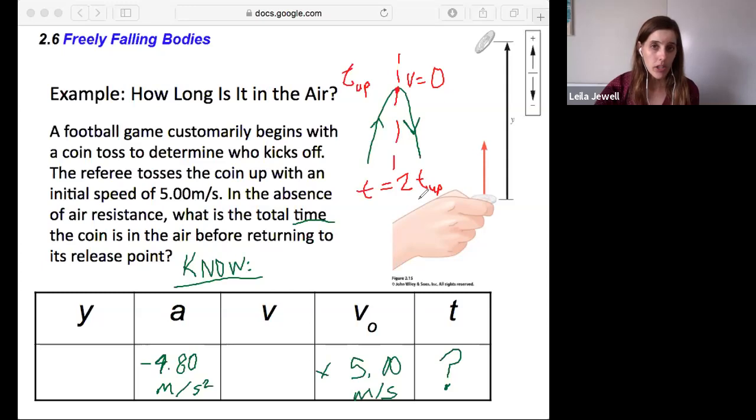The other approach is there is some other information that's tucked into this problem very subtly. And that's that it says, before returning to its release point. So it launches in the air and it comes right back to its release point. If it has returned to its release point, that tells us about one of our variables. What variable does that tell us about? It tells us about the displacement in y, right? We could actually fill in the displacement in y is 0 meters. All right, so that's one of the ways that we can approach this that ends up working pretty well, I think.